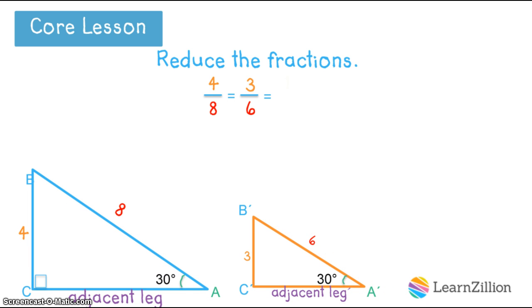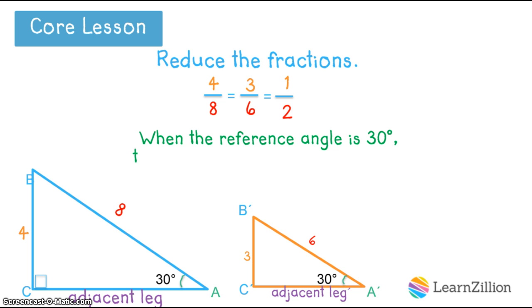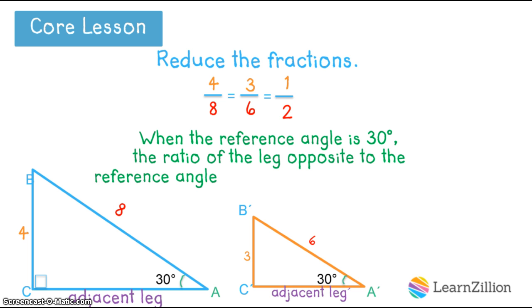Let's reduce those fractions. 4 over 8 and 3 over 6 both reduce to 1/2. So when the reference angle is 30 degrees, the ratio of the leg opposite to the reference angle and the hypotenuse is 1/2, or 0.5.